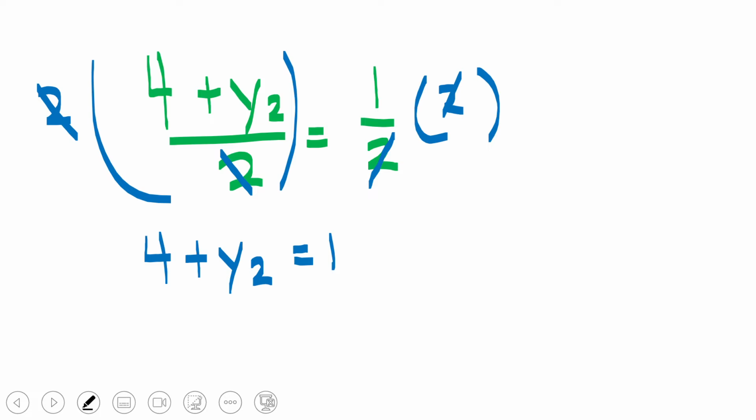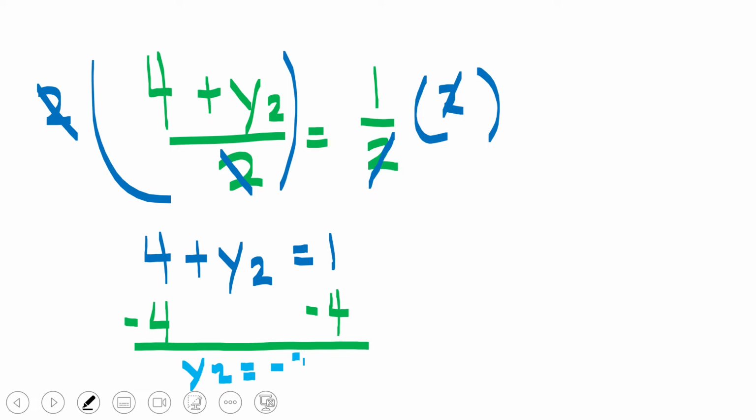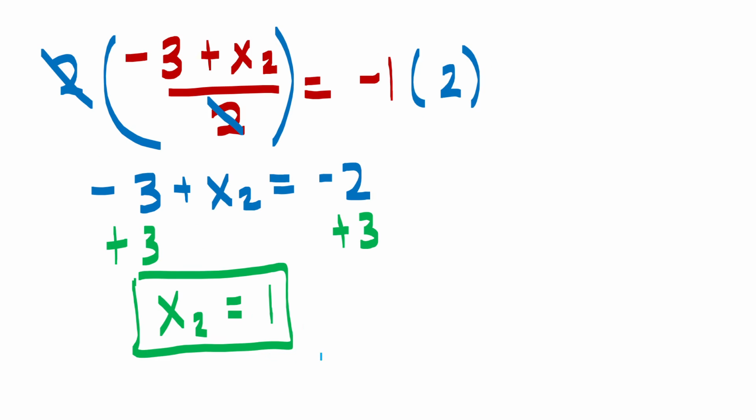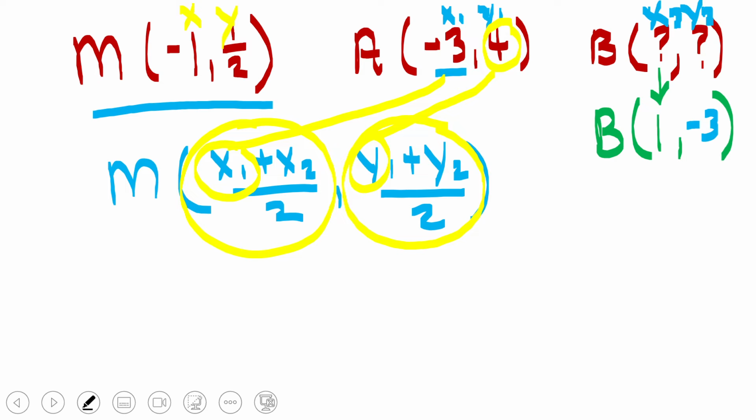We're going to subtract 4 from both sides. And now y subscript 2 equals negative 3. So now we've solved for the B point from being given the midpoint answer and a point A. We substituted until we found both the x subscript 2 and the y subscript 2.